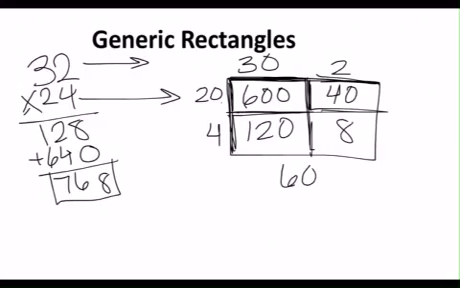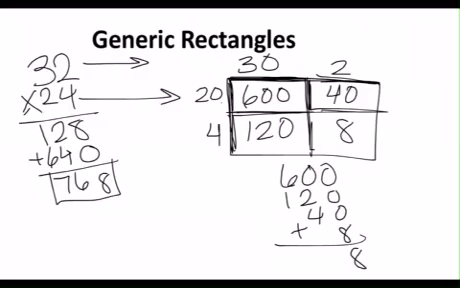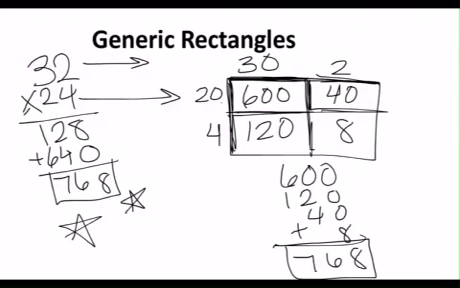So then you would just add them. 600, 120, 40, and 8. 8 plus all those zeros is 8. 4 plus 2 plus 0 is 6. 6 plus 1 is 7. 768. So if you're really familiar with the standard way, it might seem very awkward to have to do this. But trust me, these are skills that are going to help you later on in future grades, and could help you if you ever have a moment where you just forget how to use the standard algorithm.